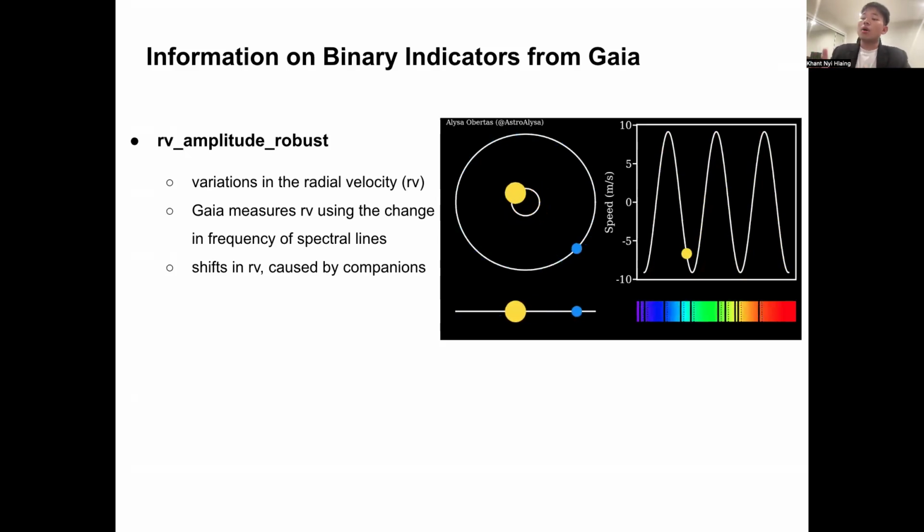So as the star moves towards us, it causes a blue shift, compressing the wavelength. And if it goes away from us, it causes a red shift in the spectra, stretching the wavelengths. So Gaia uses the shift in radial velocity. These shifts are usually caused by stars having companions.